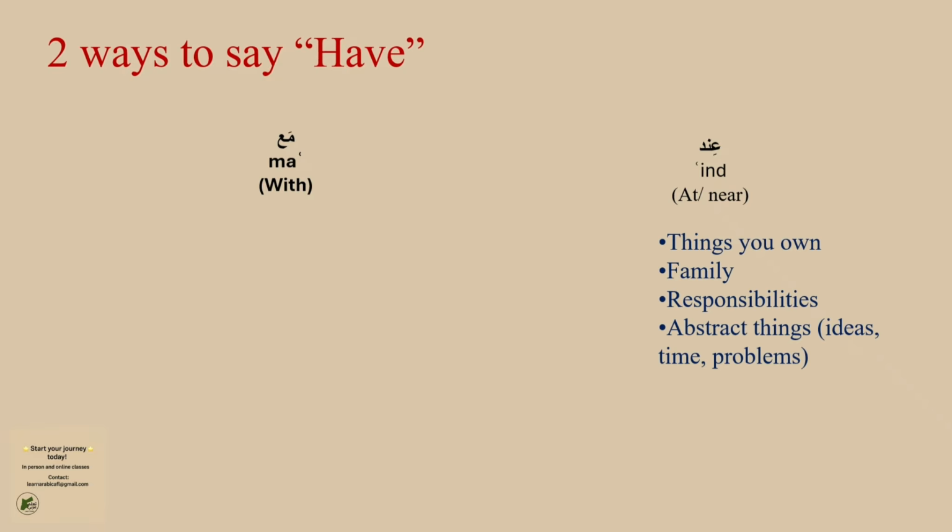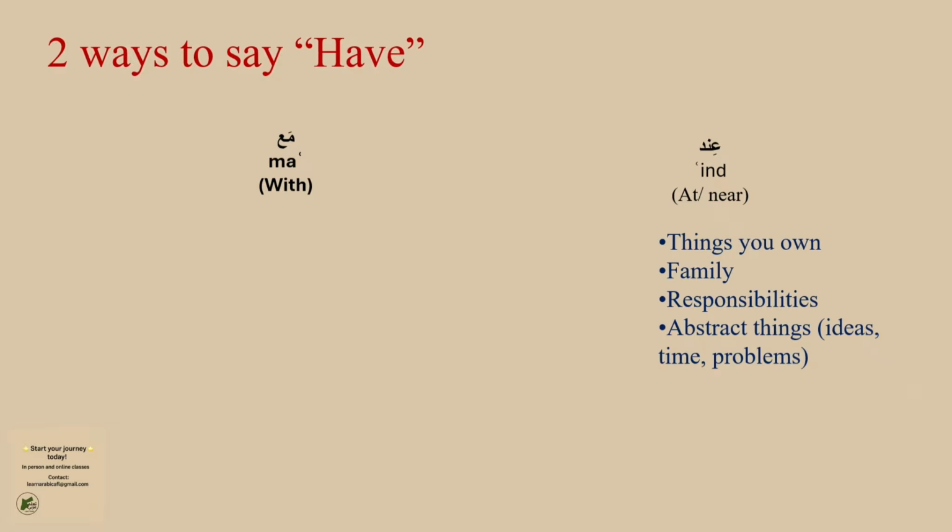We use عند to talk about things that we own, about family, about responsibilities, and about abstract things like ideas, time, problem, for example. So we can say, I have a house, I have a car, I have a dog, I have a daughter, I have a sister, I have a meeting, I have an exam, etc.